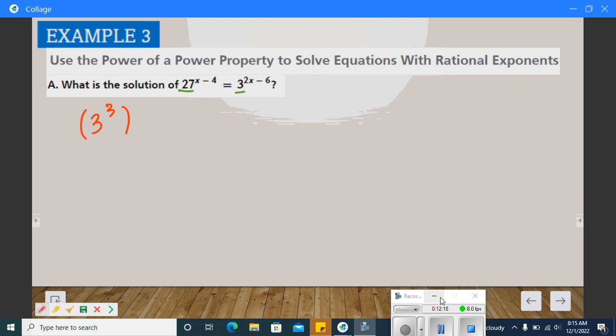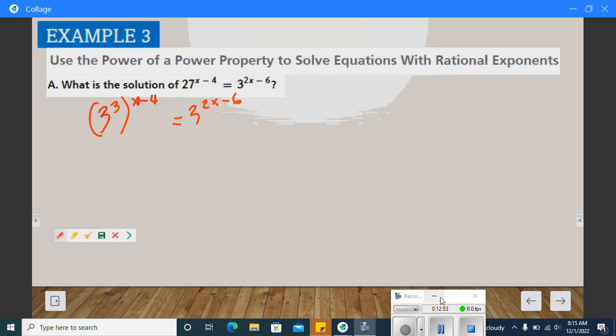Again, where did we get this 3 to the power of 3? Because 3 times 3 times 3 is equal to 3 times 3 is 9 times 3 is 27. So you can use 3 to the power of 3 for 27. So let's have it. So you have there 3 to the power of 3, that is our 27, to the x minus 4 is equal to 3 to the x minus 6.